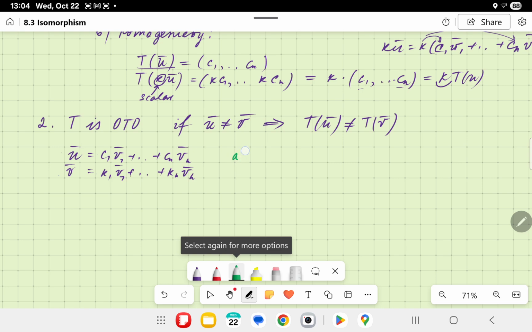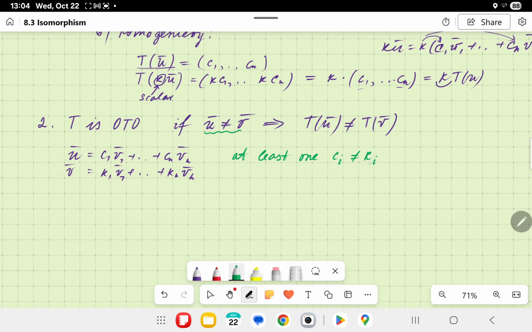I'm going to write down at least one ci is not equal to ki, at least one. Maybe all of them are not equal, but at least one is supposed to be not equal. If all of them are equal, these two vectors are the same vector. And we don't need to deal with the same vector, we need to deal with different vectors.